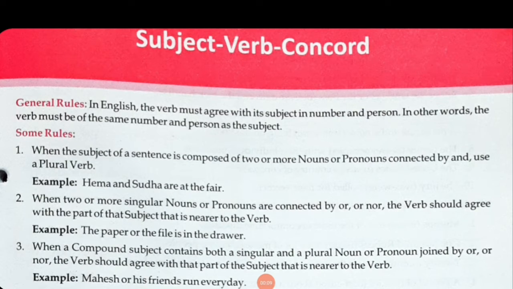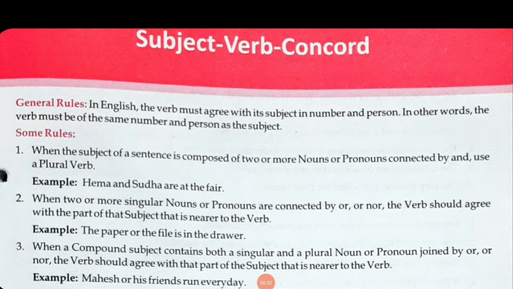Concord means agreement. First, we will know what is subject-verb agreement. Subject-verb agreement means we use our verb according to our subject. If our subject is singular, we use singular verb, and if our subject is plural, we use plural verb.